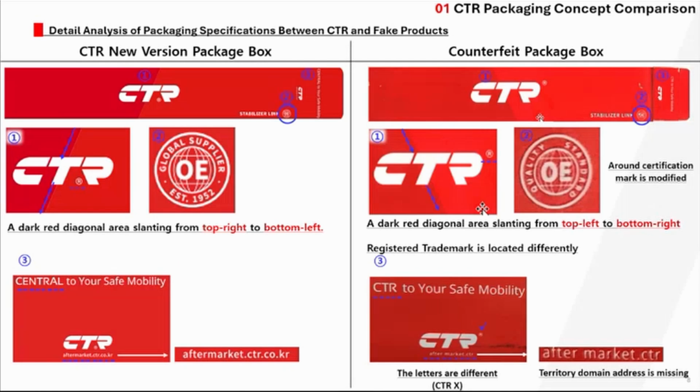Third, look at the slogan and domain information. The genuine box has the correct phrase, Central to your safety mobility, in proper formatting, and the domain is shown clearly as aftermarket.ctr.co.kr. In the counterfeit, the slogan is incomplete, and the web address is also incorrect, aftermarket.ctr, with a space and missing domain extension.